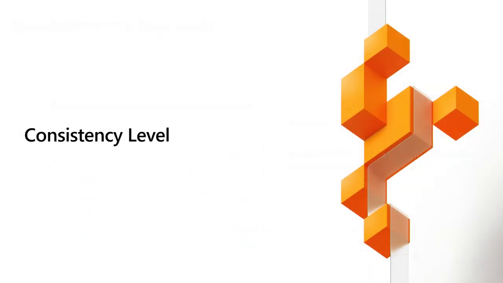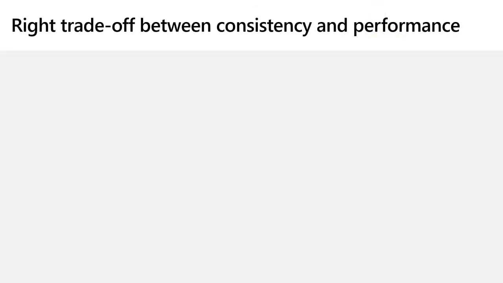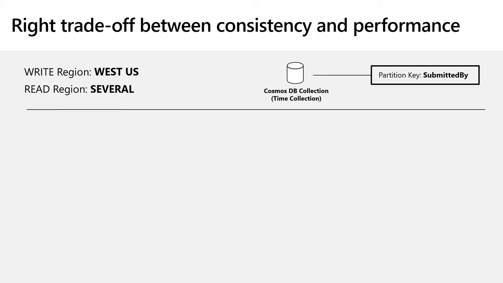So let's look at another concept called consistency level. As I said, Cosmos DB provides turnkey global distribution. How do we replicate data and make sure that we get high availability and high performance for our application, right? So make the right trade-off between consistency and performance. Basically, our use case was write region is West US and read region is several. And here's the Cosmos DB collection and the partition key is submitted by.